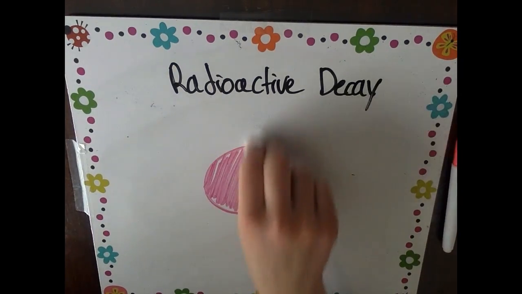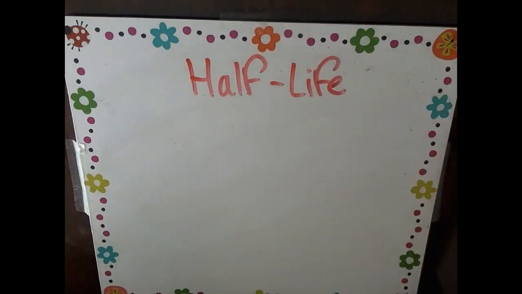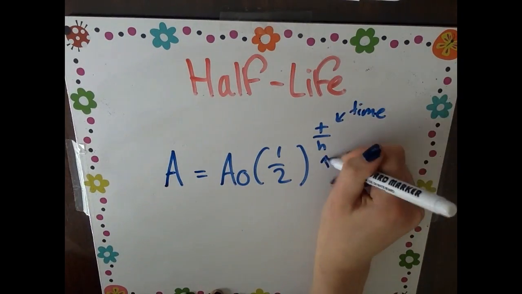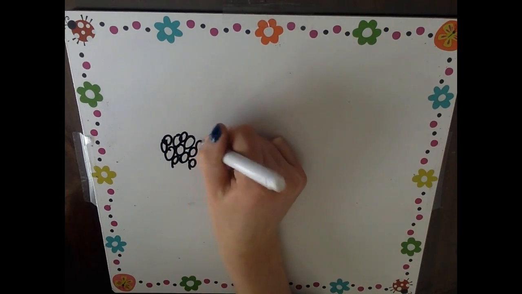Radioactive decay is the process by which the nucleus of an unstable atom loses energy by emitting radiation. The half-life equation answers the question of how long it takes for half of the nuclei of any sample to undergo radioactive decay. This varies greatly between radioisotopes.